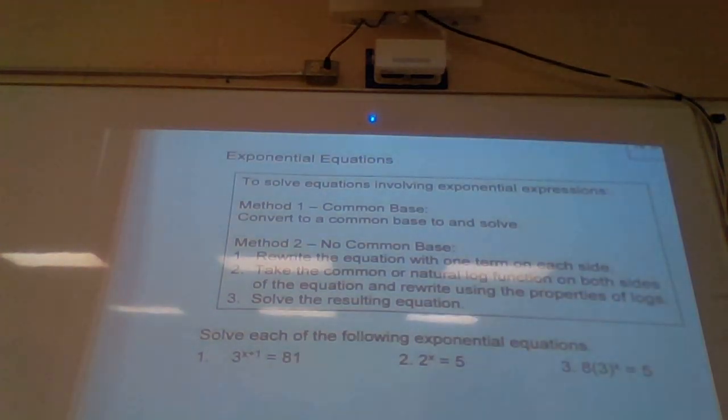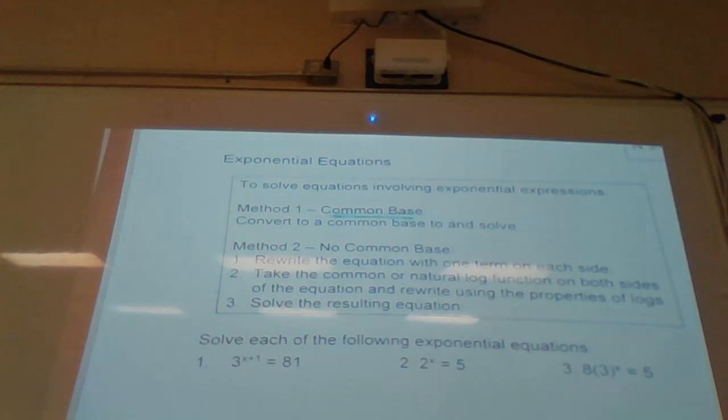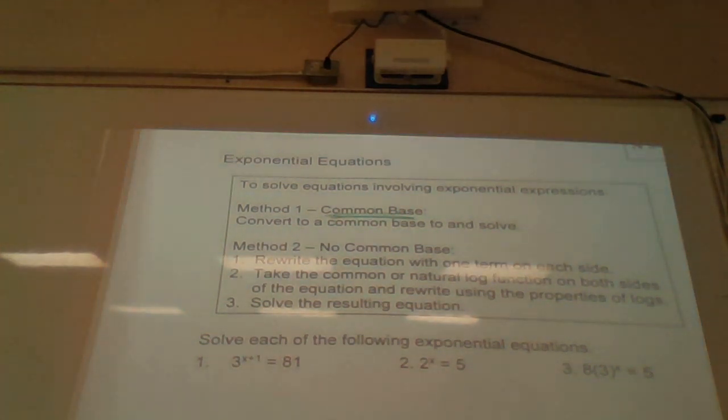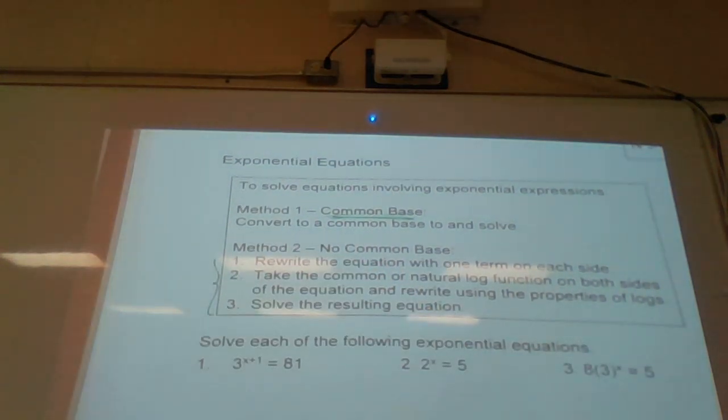Now we're going to solve exponential equations. The way we did this before, the first thing we look for: can we do a common base? If we can do the same base on both sides, that will make it so much easier to solve. Otherwise, we're going to have to take the log on both sides.